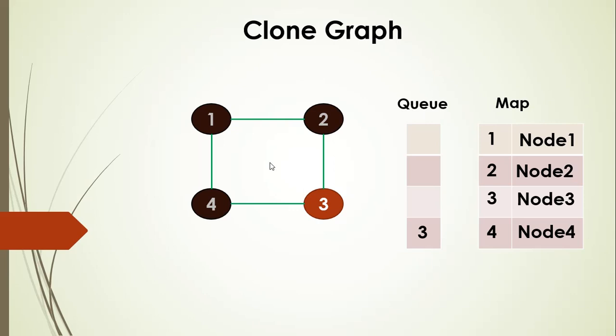Then we move to the next node, 3. For 3, the neighbors are 2 and 4. So 2 and 4 are already created in our map, so we don't have to process them, and we don't have to push them to the queue because they are already created.